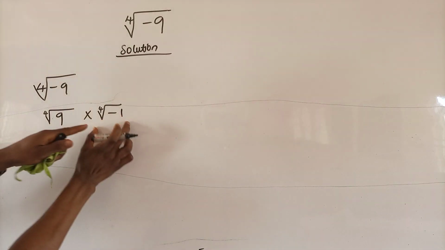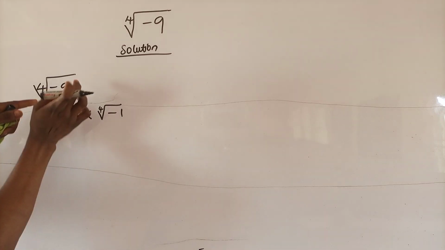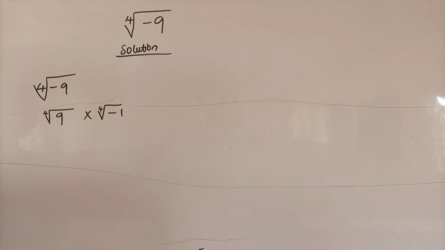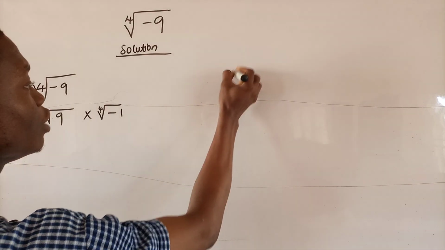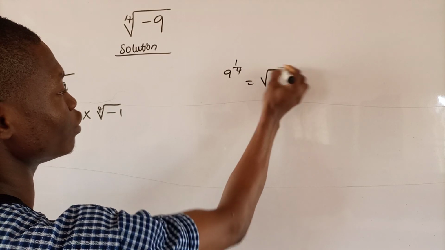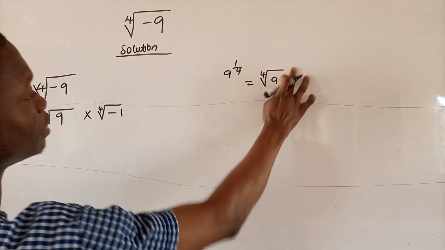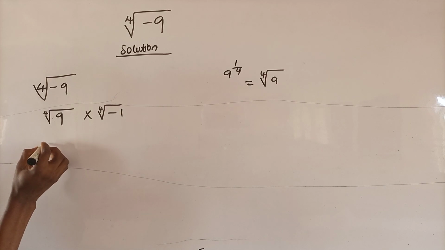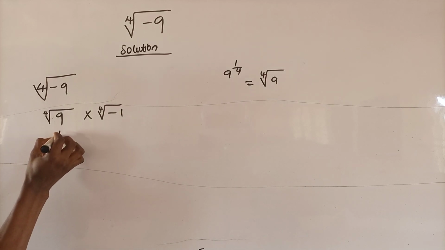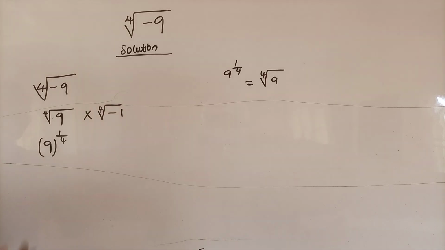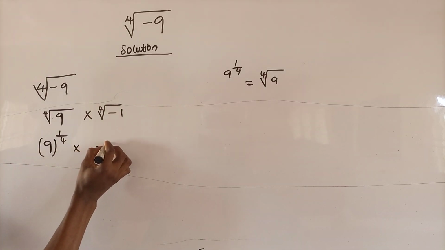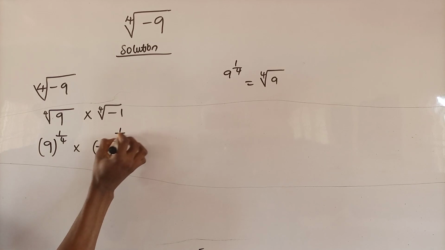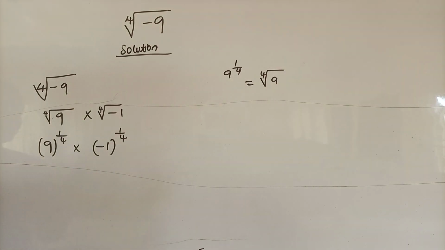Do you agree? Because when you multiply two of them, it's still going to give you the fourth root of -9. So let's take it step by step. According to indices, fractional law 2, a^(1/4) is equal to the fourth root of a raised to the power of 1. So we are going to apply it here. Can I call this thing 9^(1/4)? Am I correct? Yes. Multiplying, can I call this thing (-1)^(1/4)? This is fractional law 2.